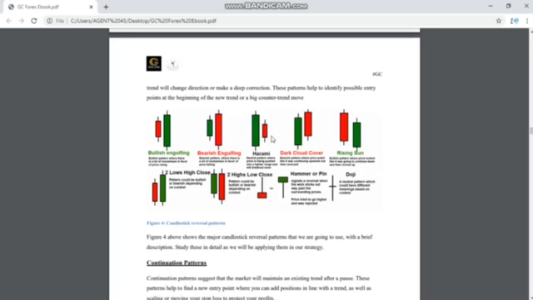Okay, and then we have a dark cloud cover. Don't pay attention to that for now as a beginner. And the rising sun, those you can learn as time goes by. Let's move all the way to our hammer.